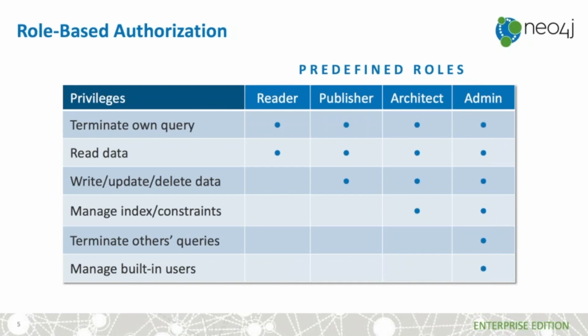Reader has the ability to read the entire graph. It does not have the ability to write and update data, or to do any schema operations. It can terminate its own queries, of course. Publisher has abilities like a reader, but on top of that, it can update and delete data.